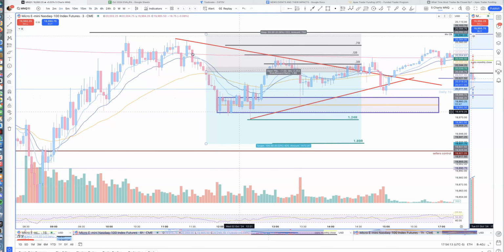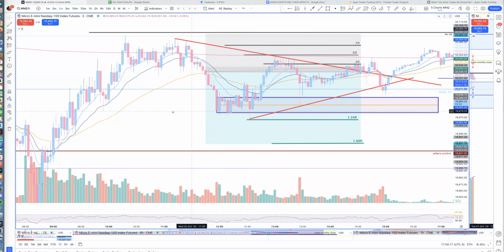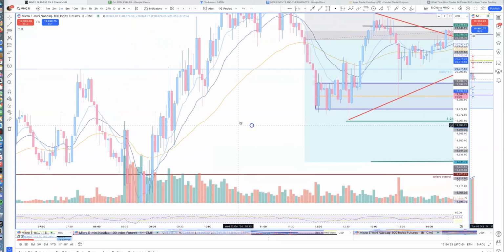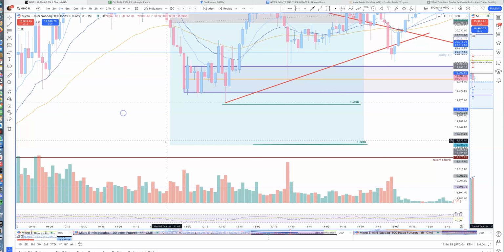I think I had 4 contracts. I don't know if I had 3 or 4. I forgot now. But anyways, price came down. I took one off here, somewhere around here. And then what's crazy is, you guys know I go for the 1.2R. I don't know why this is saying 1.24.